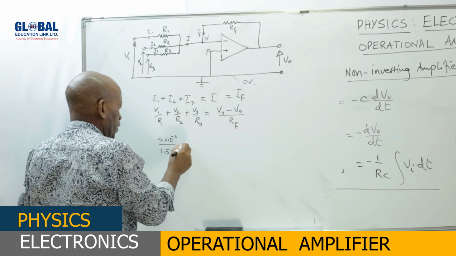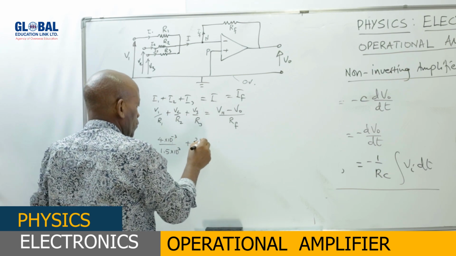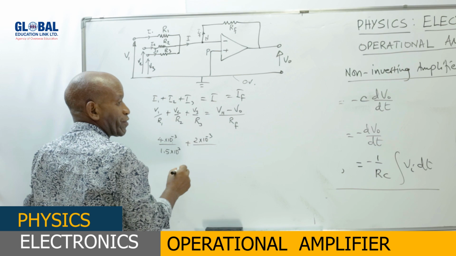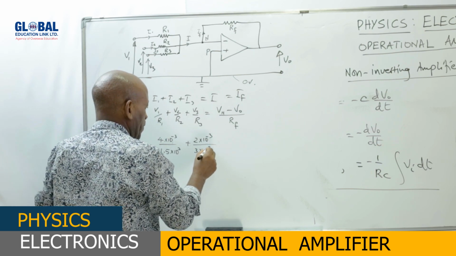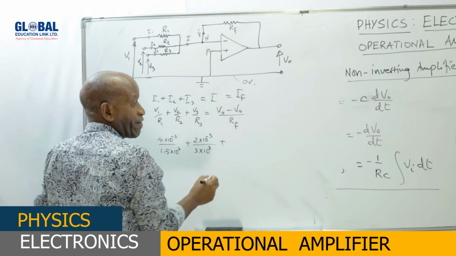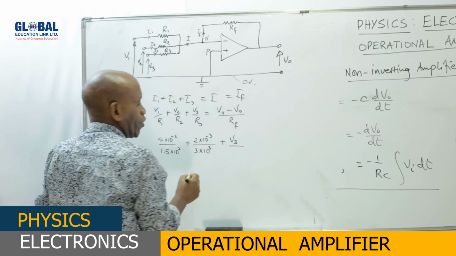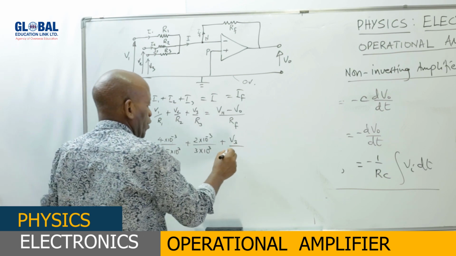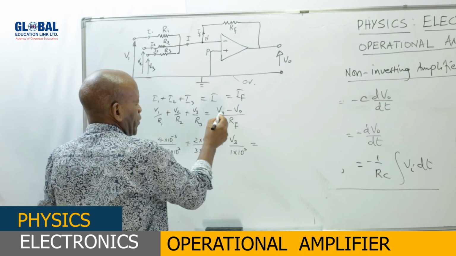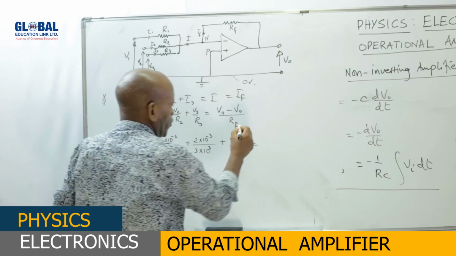1.5 times 10 to the power 3 ohms, plus V2. V2 is 2 millivolts, that is 2 times 10 to the power minus 3 volts over R2. R2 is 3 kilo ohm, so it's 3 times 10 to the power 3, plus V3. The current I3 is V3, the V3 is the one we are looking for, over R3. R3 is 1 kilo ohm, that is 1 times 10 to the power 3. So the whole of this is equal to Vn minus V naught. Vn is 0, so we'll be having minus V naught over Rf.